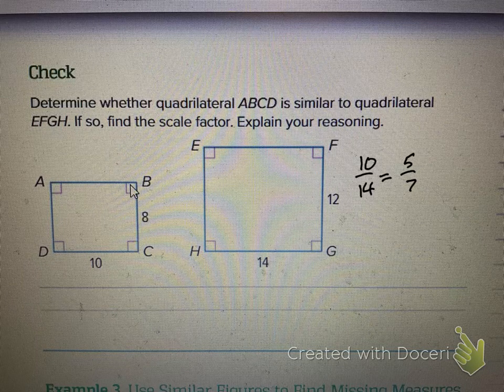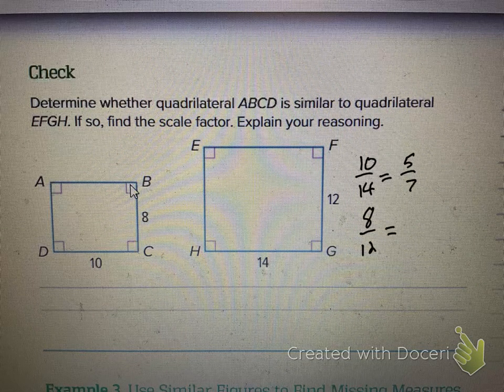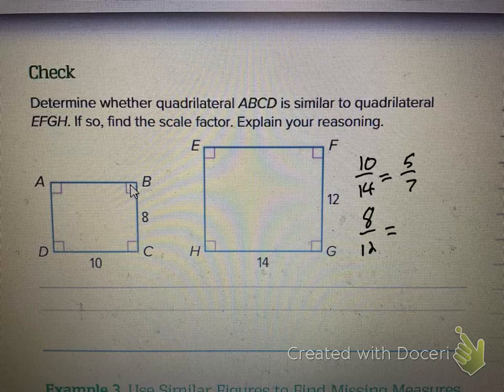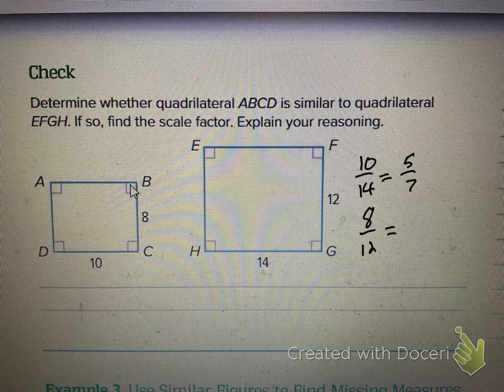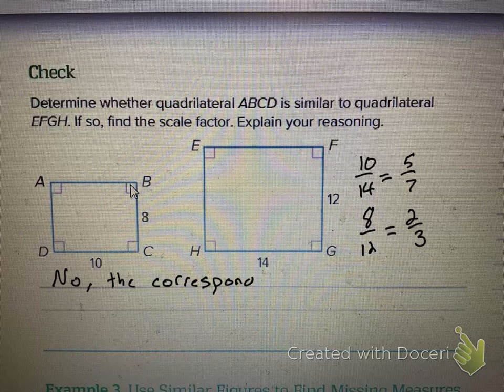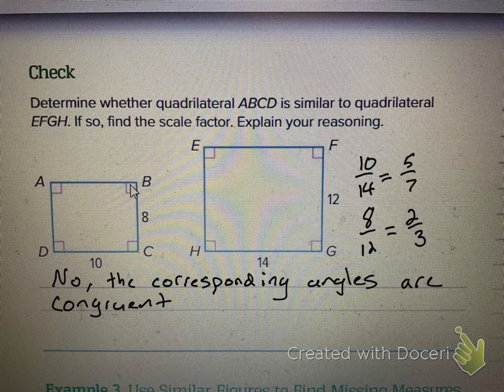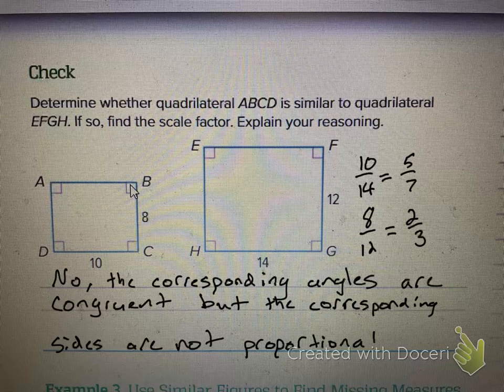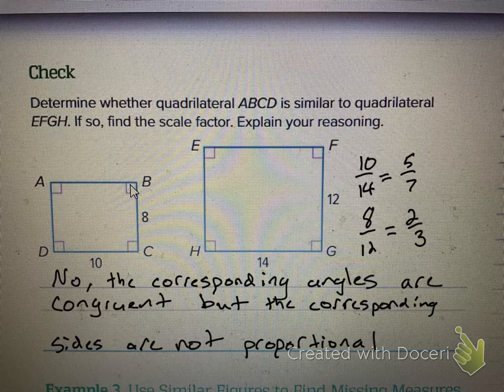So next, I'm doing BC over FG. So I got 8 over 12. It's important that you keep that same order. If you did A, B, C, D first, or on the numerator, in the first one, A, B, C, D needs to be in the numerator on the second proportion. So then 8 over 12 simplifies to 2/3. So no, the corresponding angles are congruent, but the corresponding sides are not proportional. So that means that they are not similar quadrilaterals.